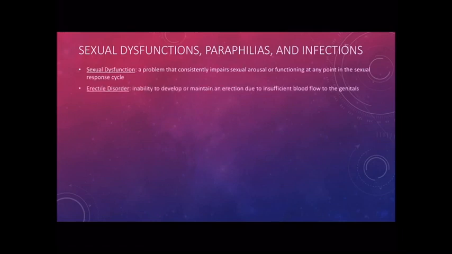Some examples here are erectile disorder. This is an issue with the excitement stage of the sexual response cycle. This is where there's insufficient blood flow to the genitals and a man is not able to achieve an erection, or perhaps they can achieve one but they can't maintain it. That would be more of a plateau stage issue. Female orgasmic disorder refers to the distress that some females may experience if they infrequently or sometimes even never experience an orgasm. So you can see that this is an issue with the orgasm stage of the sexual response cycle.